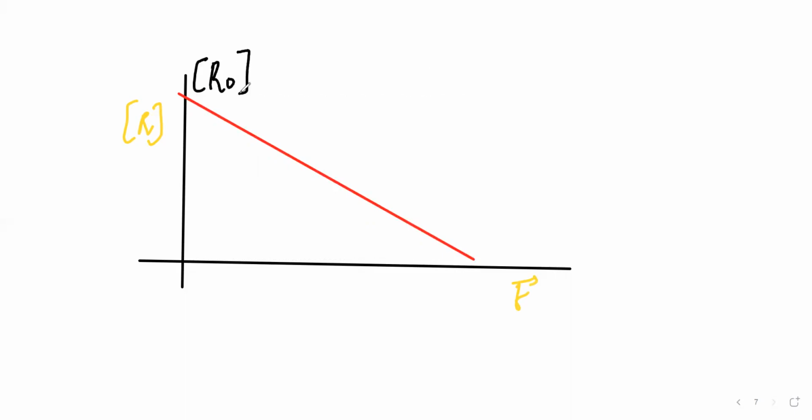So what is this thing? R naught is coming. Correct? What is R and what is R naught? R naught, I told you, is the initial concentration. Correct? So what is happening with respect to time? Slowly the reactants are turning to products. Does everyone agree with that?